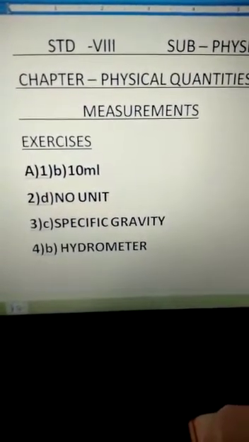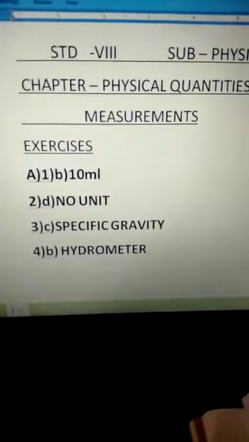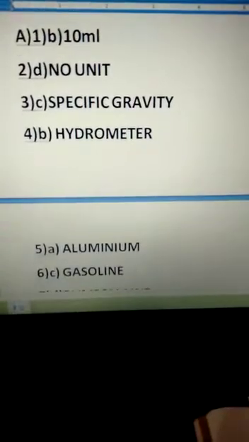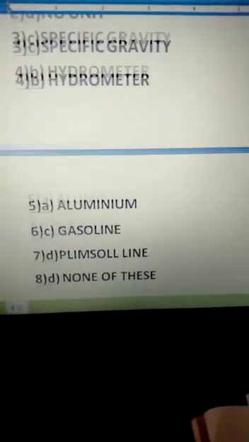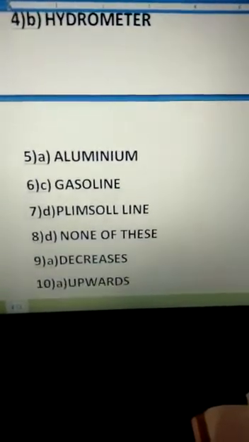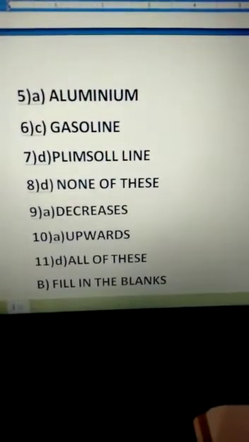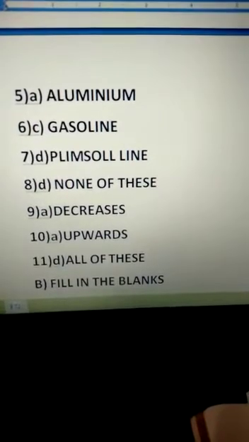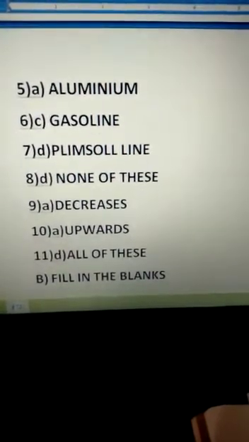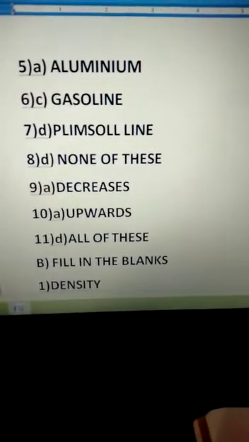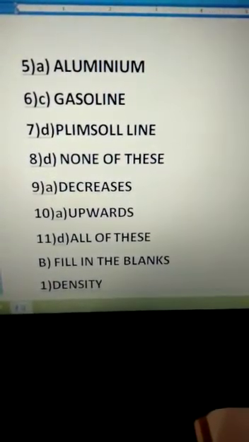Which of the following substance has greater density? That will be aluminium. Out of the following, aluminium, water, oxygen and air. The next one is which of the following liquid will float on water? That is gasoline, because its density is less than that of water. The next is the marking on the hull of the ship, that is Plimsoll line.